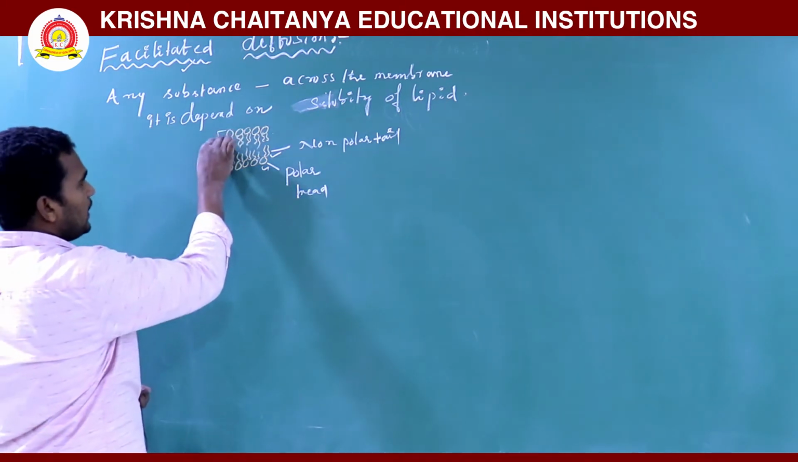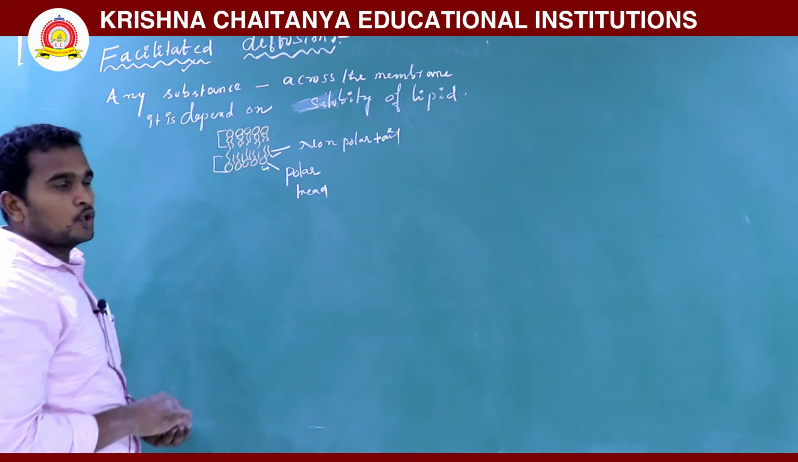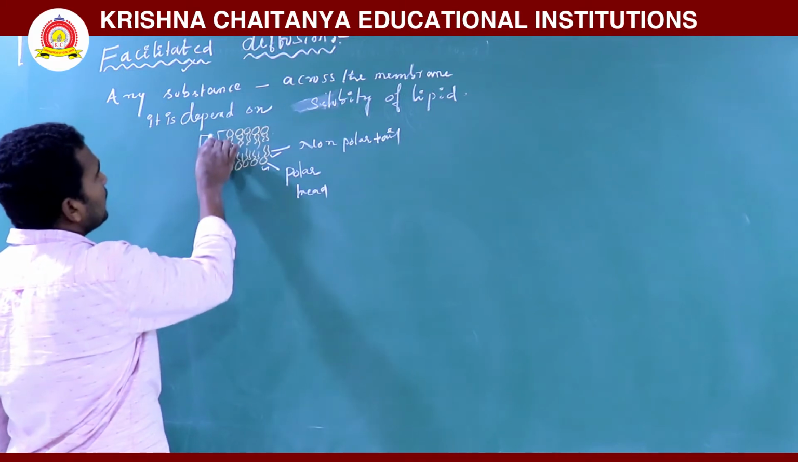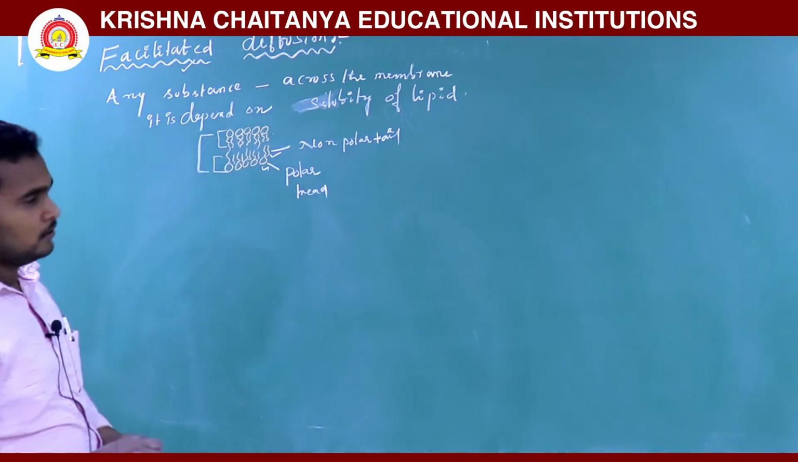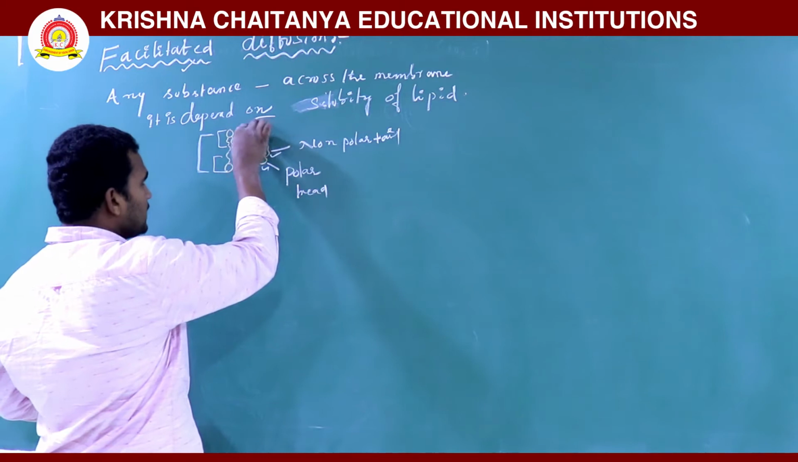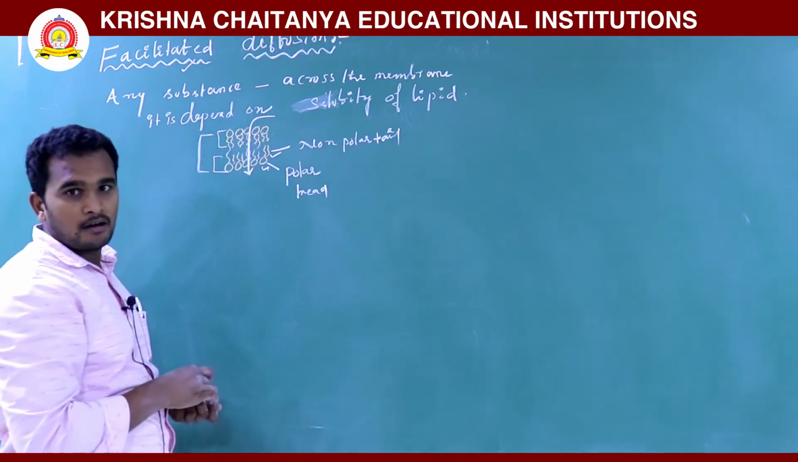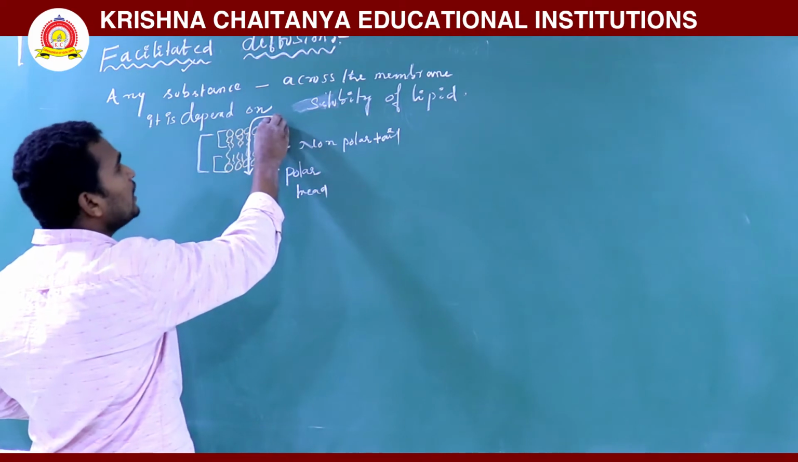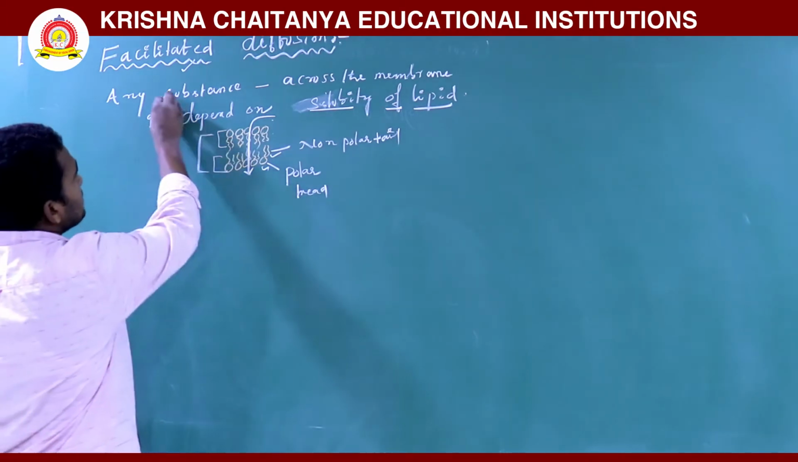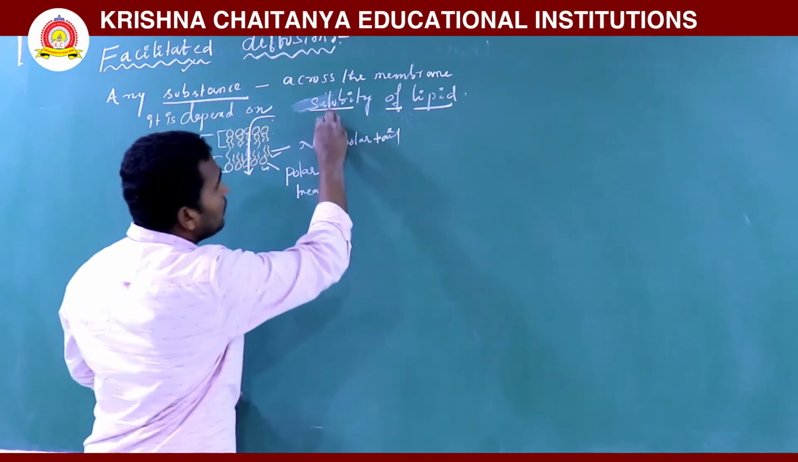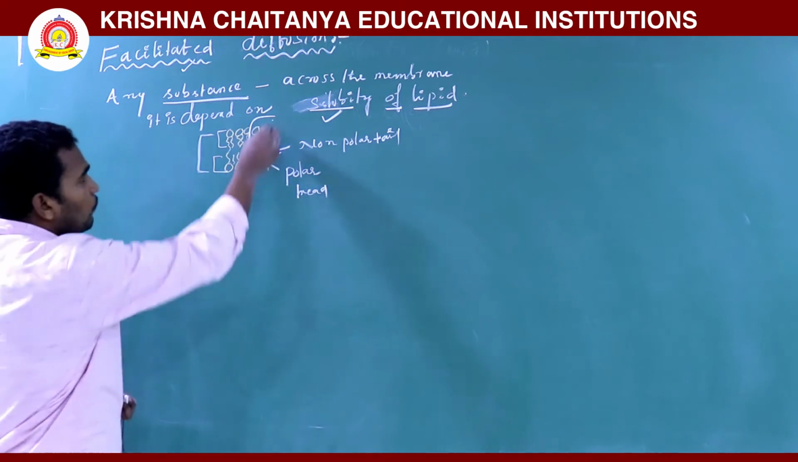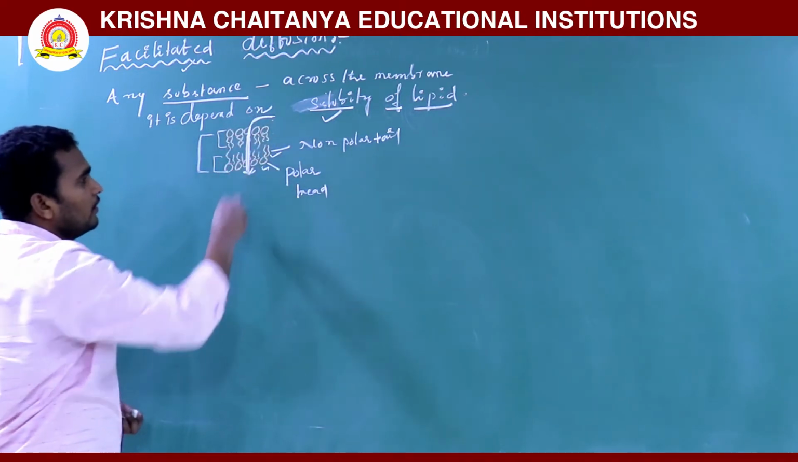So this is one layer, and this is the other layer. Two layers are there in the membrane, so that's why it is a bilipid layer. It is made up of lipids. If any substance passes across the membrane, it is important that it is soluble in lipid. These substances dissolved in lipids, or soluble in lipids, only then can they cross the membrane.